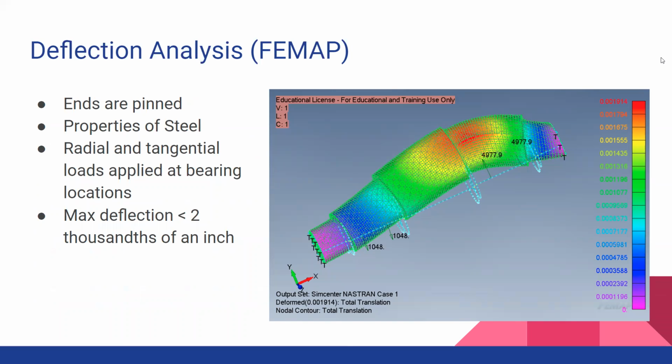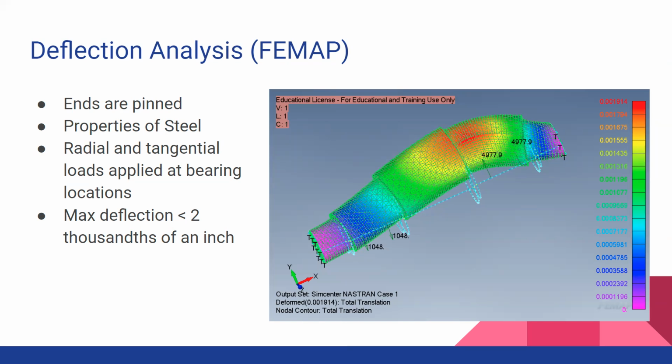This is our deflection analysis that we did on FEMAP. The shaft here is a simplified version of the drawing we showed on the previous slide with the same lengths and diameters. To make the model, the ends of the shaft were pinned. Also, the material properties were defined as steel with a Young's modulus of 30 Mpsi and a Poisson's ratio of 0.292. The tangential and radial bearing loads are applied on the shaft as loads.